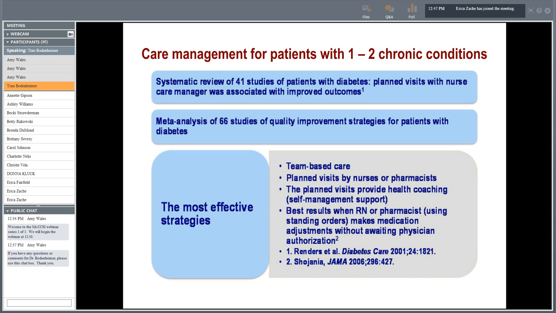So the person in the planned visit can increase the metformin dose for someone with diabetes or increase the dose for a patient with high blood pressure. So I'm wondering, do any of you in your practices, those of you who are in primary care practices, have standing orders that allow an RN or a pharmacist to actually change medication doses?